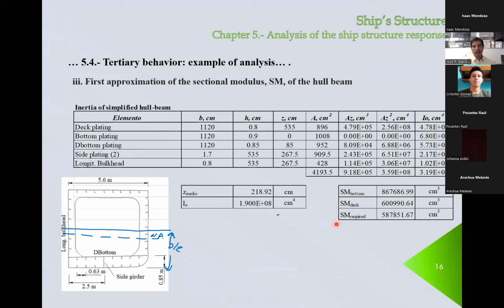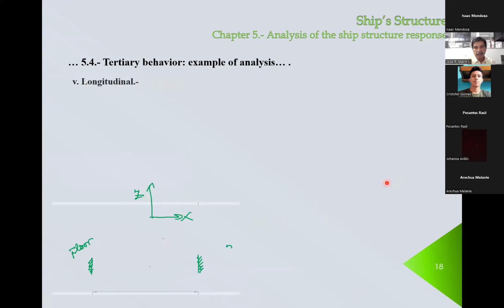Here, okay, I have a section modulus on the deck, and this is less than this one here. So that's why we compare this with the required. But if we are calculating in the bottom, this is the sectional modulus that we have to calculate, to use in the calculation. Okay, so you can do this check.